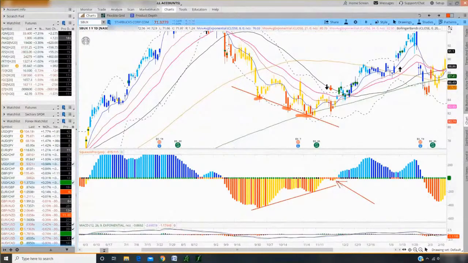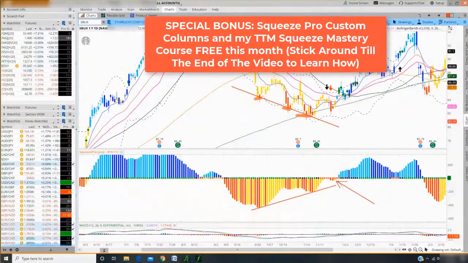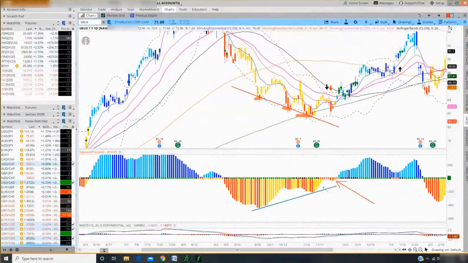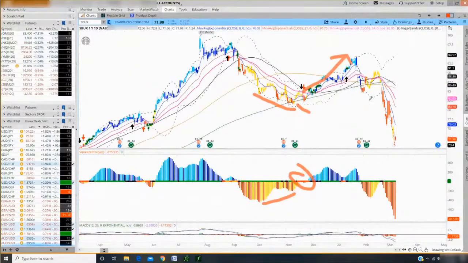The momentum to the downside, you can see that it's weakening. Even though price is going down, you can see that it's weakening. Now, look what this led into. Boom, this squeeze. Let this hump start to play out, form a divergence into a squeeze, and then, boom, rocket launch.